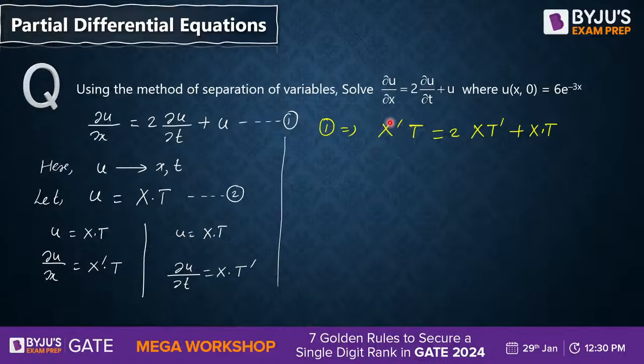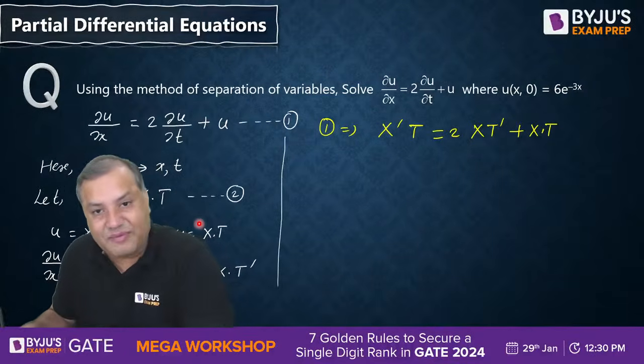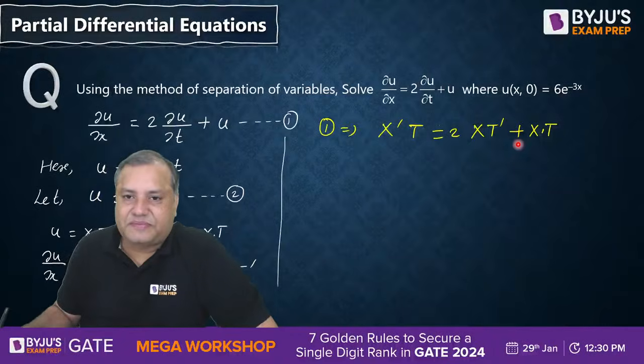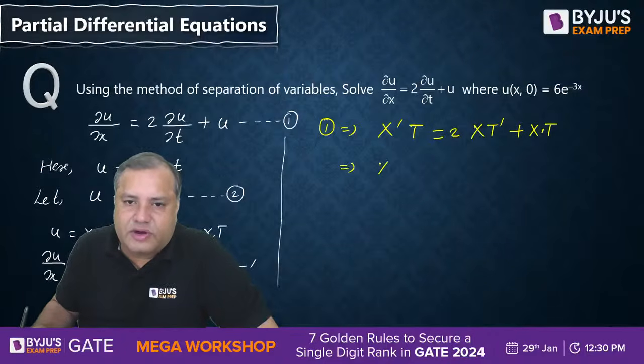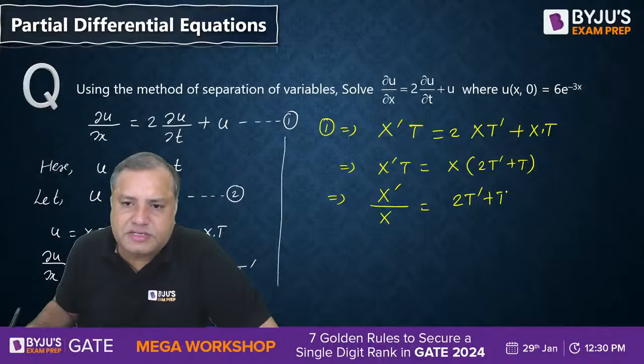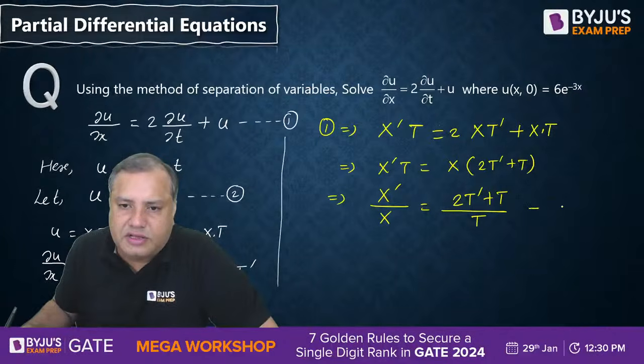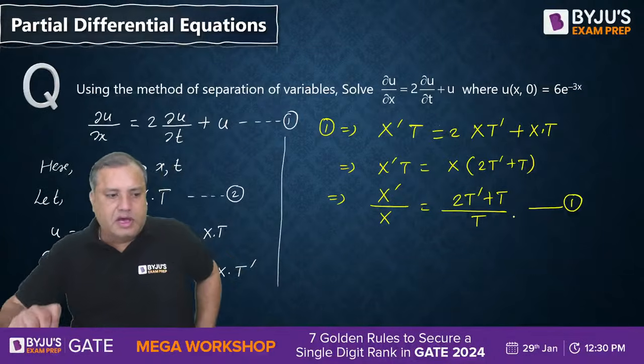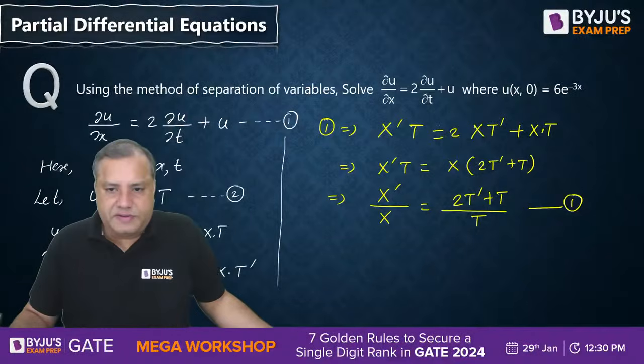So del u by del x is X dash T, 2XT dash plus X into T. Now I will hide myself once again and come back on the screen. Now see here, on the right hand side, X dash T, capital X common, 2T dash plus T. So X dash upon X and 2T dash plus T upon T. This is my equation 1. I hope you all have understood till this point.